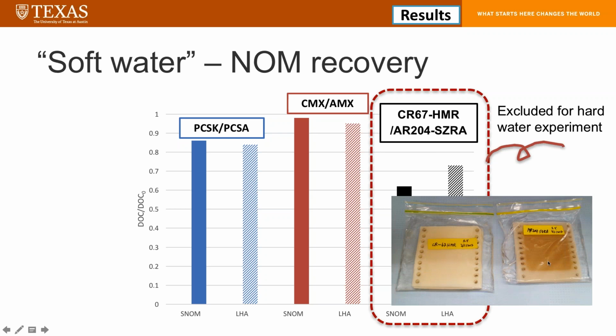You can actually see the NOM composition on the membrane. On the right side, the membrane is the anion exchange membrane, and since the NOM has a negative charge in the water, it adsorbs on the anion exchange membrane.